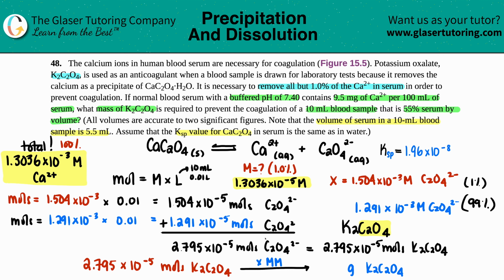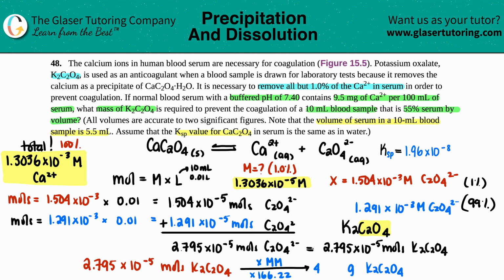So I'm just going to go on the periodic table and find out what the molar mass is of K2C2O4. So let's see. Potassium is 39.1, so 39.1 times 2, plus 12.01 times 2, plus 16 times 4. So I get 166.22. So I'm just going to take this amount of moles and times it by 166.22. 2.795 times 10 to the negative fifth. And now, since they did say, with the 2 sig figs, I guess we should have 2 sig figs at the end. So 4.6.